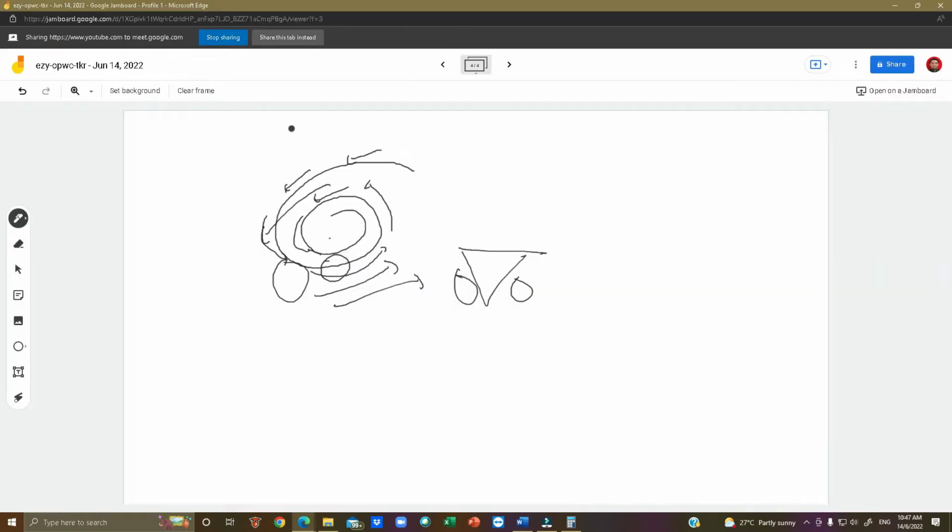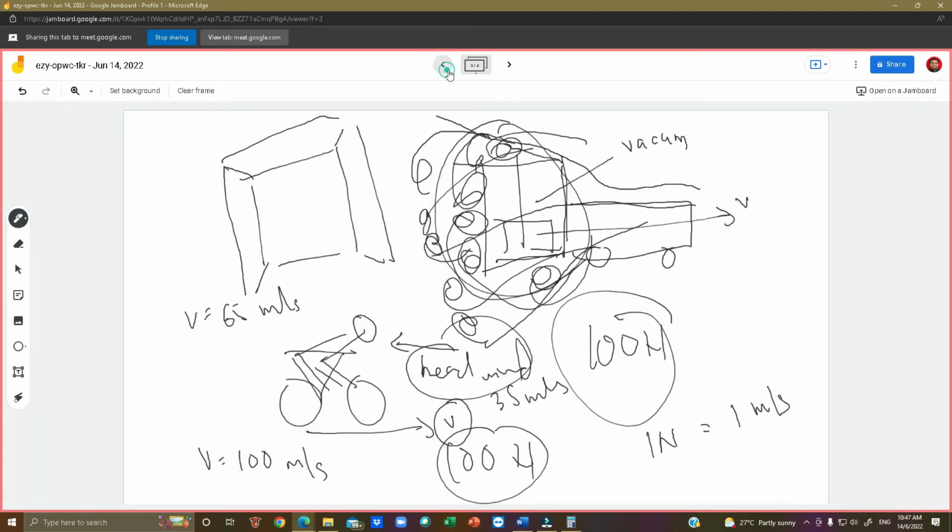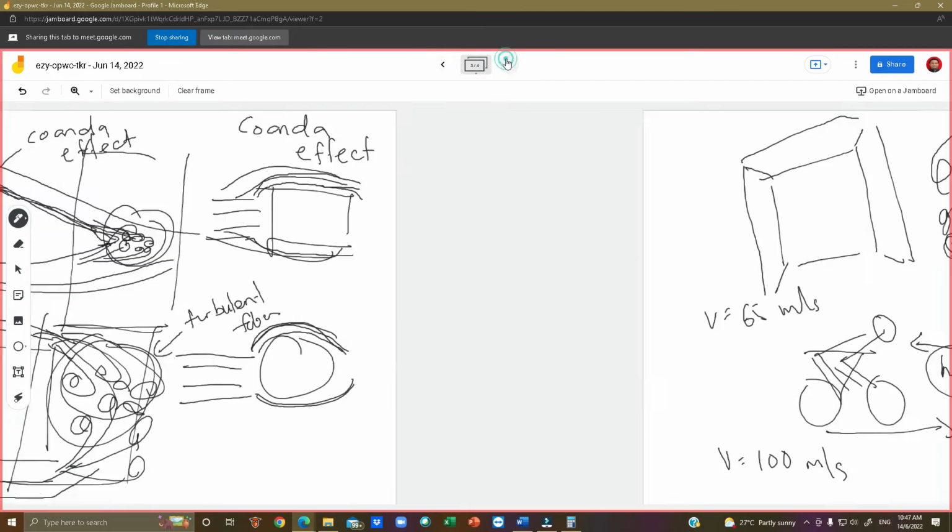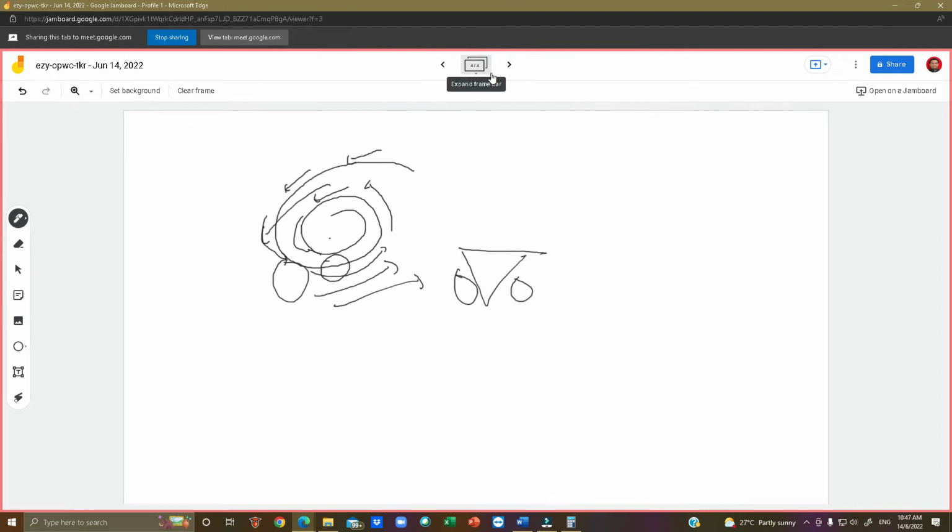Okay. In order to kurangkan turbulent, in order to kurangkan this effect, ni kan tadi yang kita tengok ni. Coanda effect ni is by having something thin. Okay, macam tu. Jadi lagi kecil dia punya belakang, lagi kurang turbulence yang dia ada. Means the flow is going to be lamina.